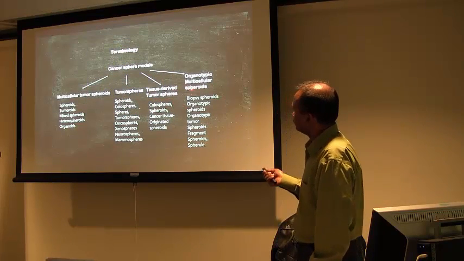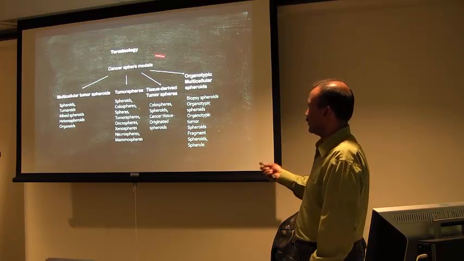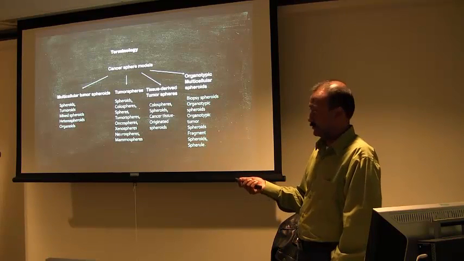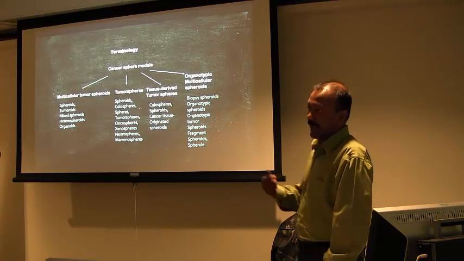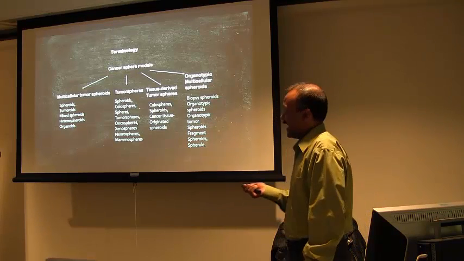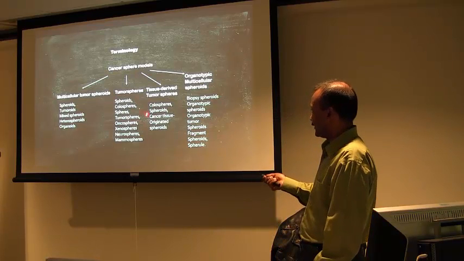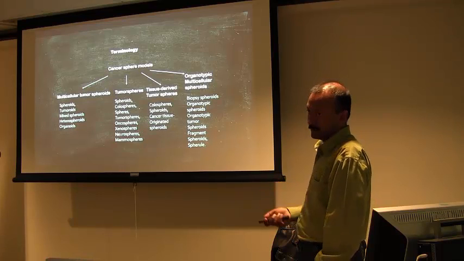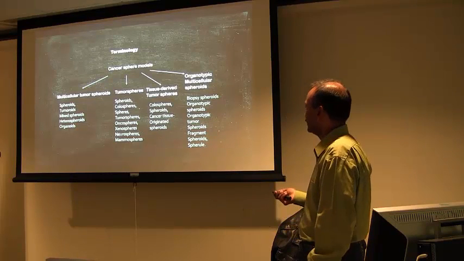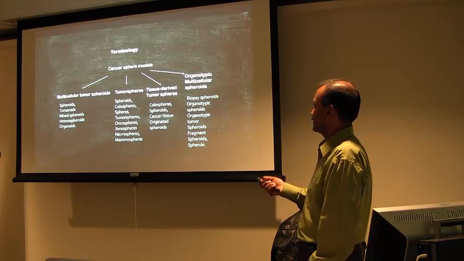These are all the different kinds of spheroids as people have been referring to them. You can see that people have named them according to their wish. They have named them colospheres from colon cancer, neurospheres from brain, and mammospheres from breast cancer.